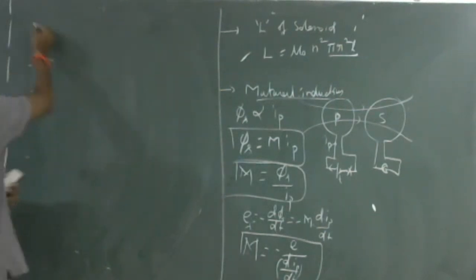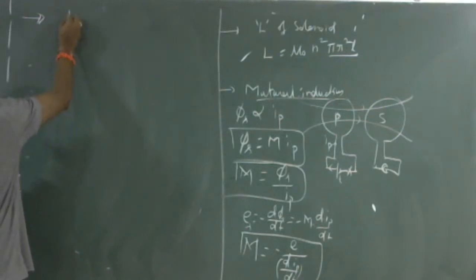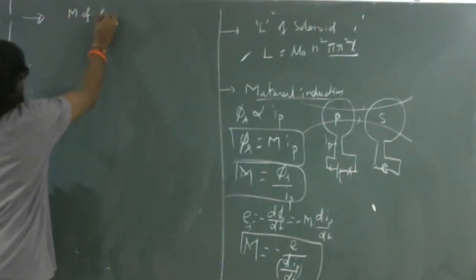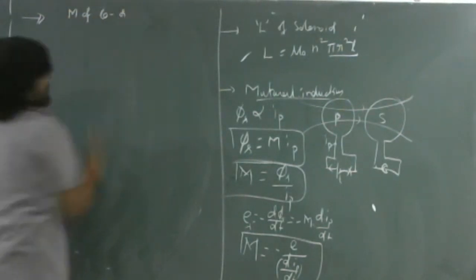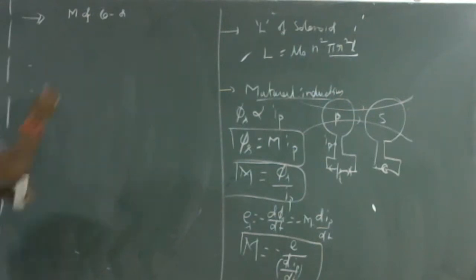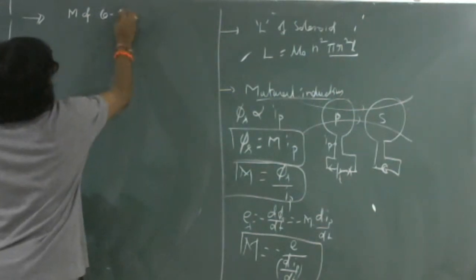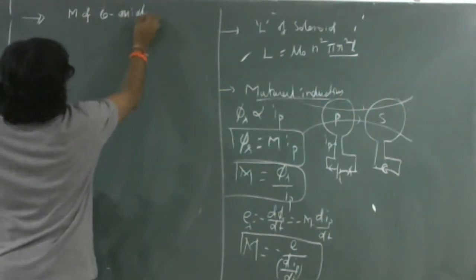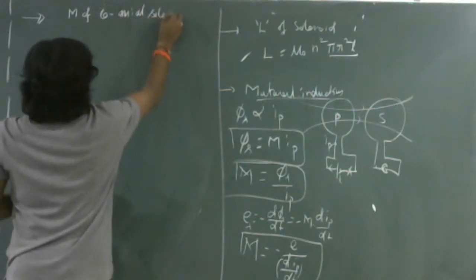Okay. So mutual inductance of coaxial solenoids. M of coaxial solenoids.